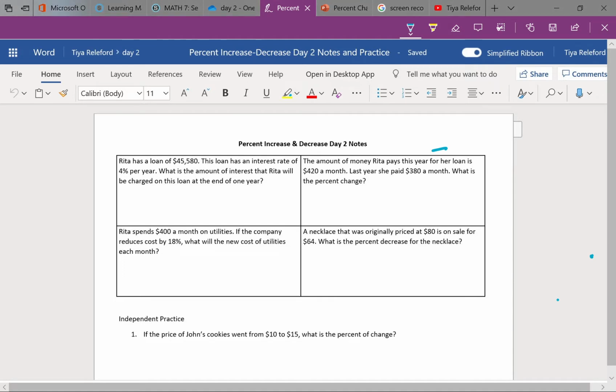So it says Rita has a loan of $45,580. This loan has an interest rate of 4% per year. What is the amount of interest Rita will be charged on this loan at the end of 1 year? All right.